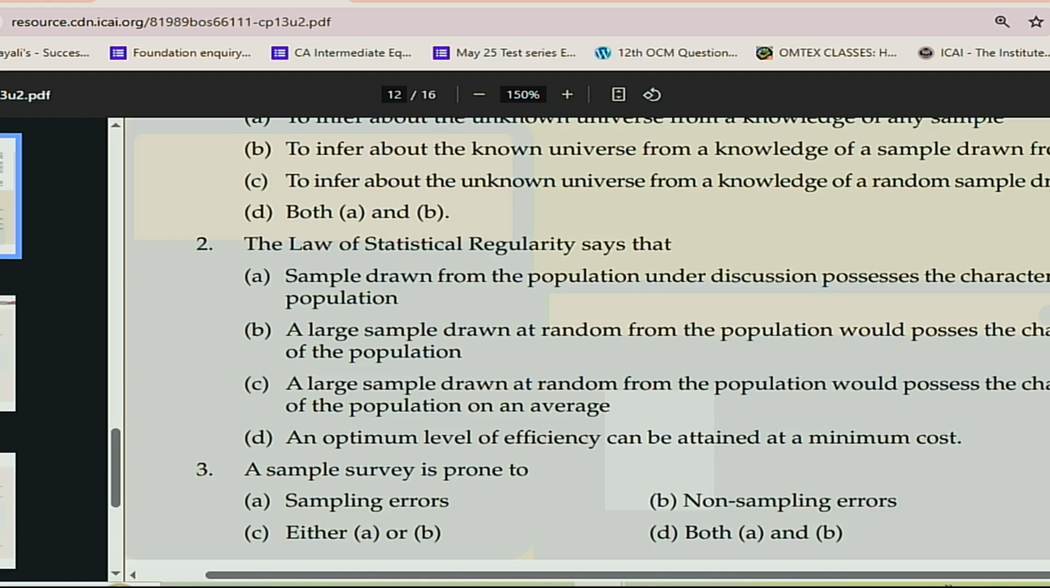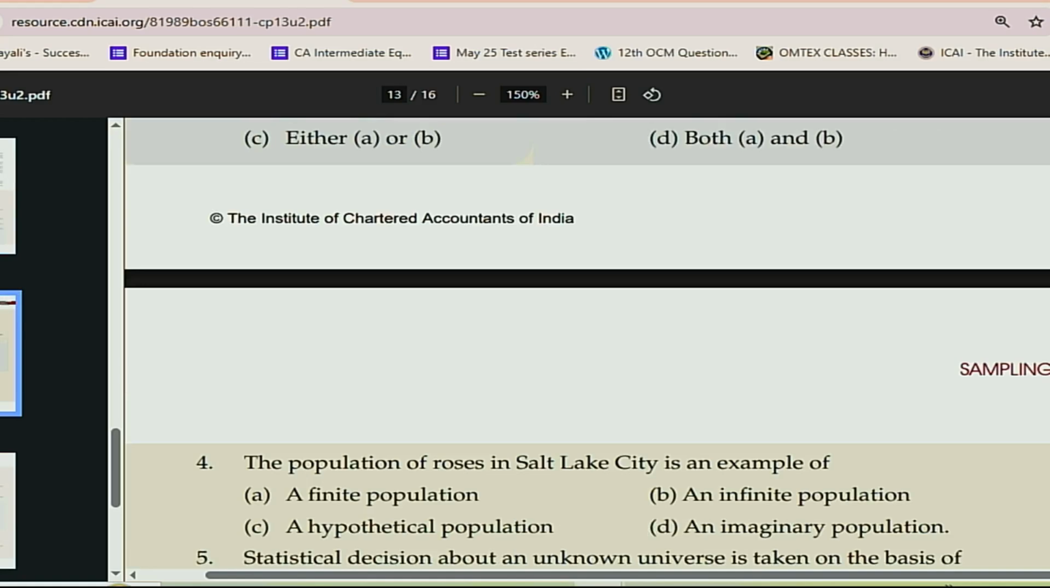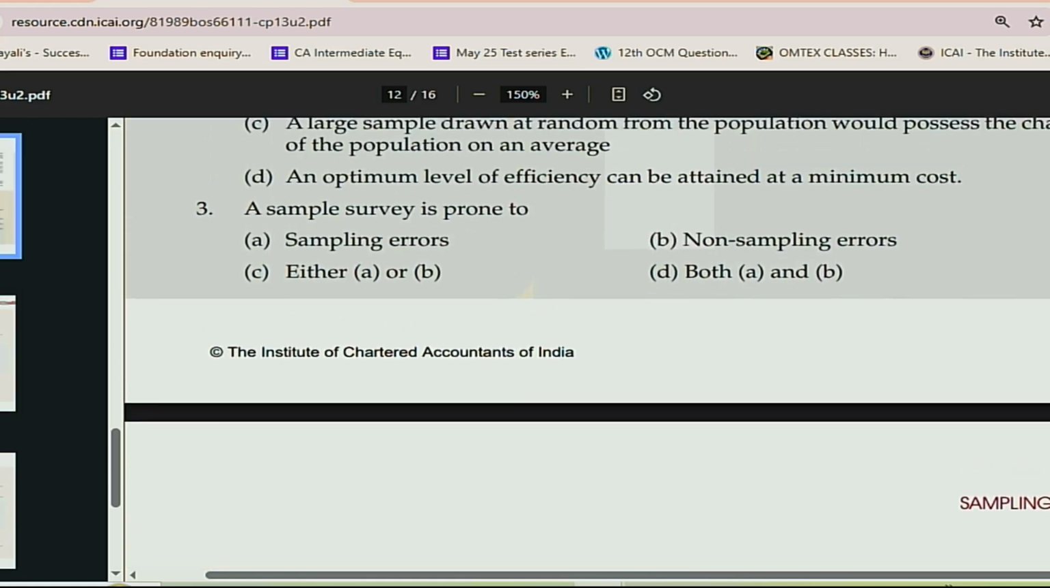from the population would possess the characteristics of a population on an average. Correct. Next, a sample survey is prone to. Prone? Correct. प्रवृत्त करणे. वाह, good. म्हणजे prone म्हणजे let's say for example if there are communicable diseases, then if you come into that particular area, you are also prone to getting that disease. असं म्हणू शकतो आपण.